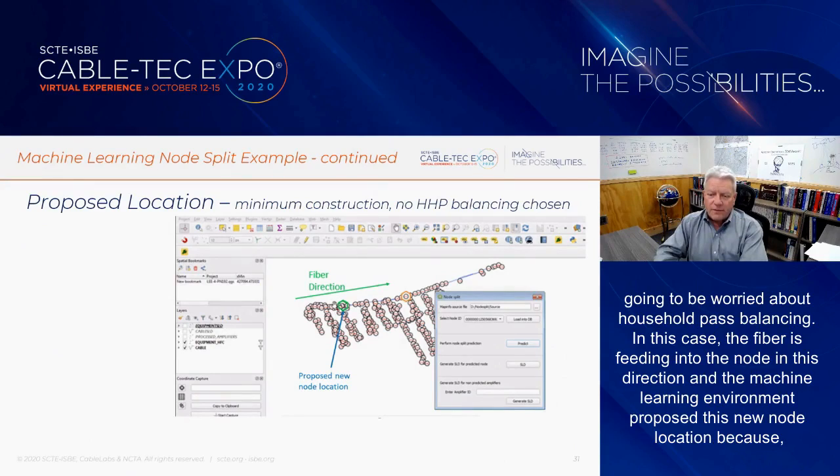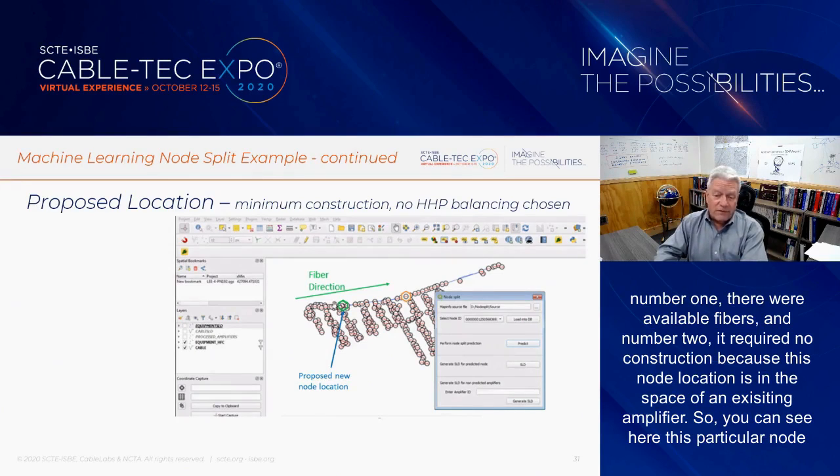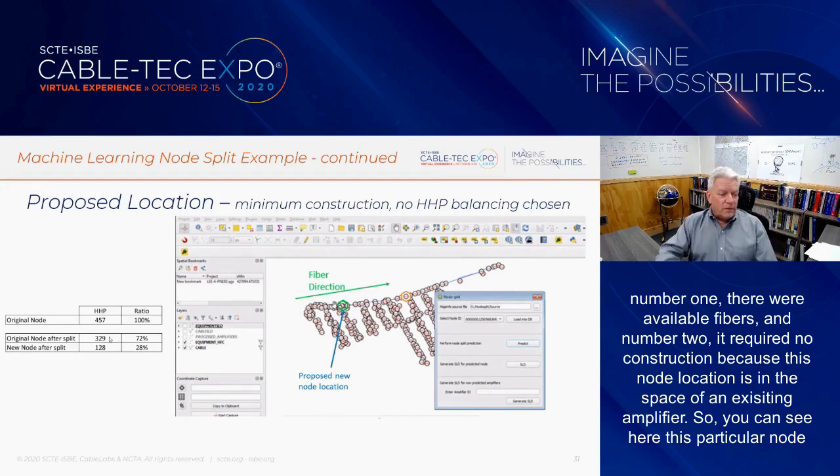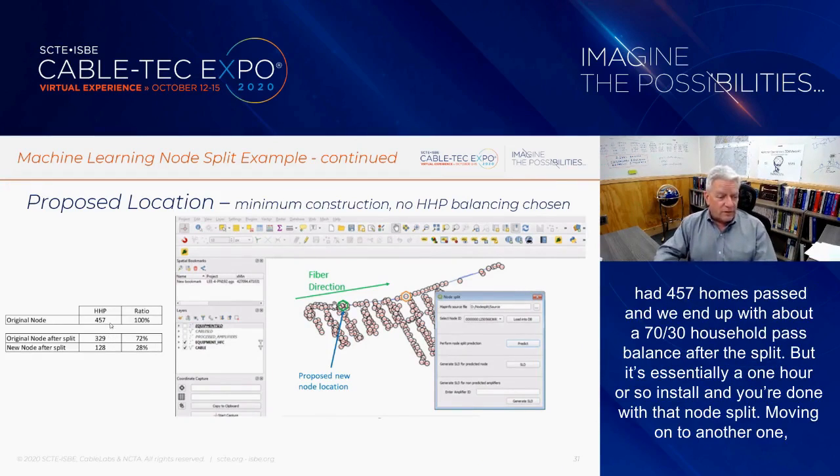So in this case, the fiber is feeding into the node in this direction. And the machine learning environment proposed this new node location because number one, there were available fibers, and number two, it required no construction because this node location is in the space of an existing amplifier. So you can see here, this node had 457 homes passed, and we end up with about a 70-30 household pass balance after the split. But it's essentially a 1 hour or so install, and you're done with that node split.